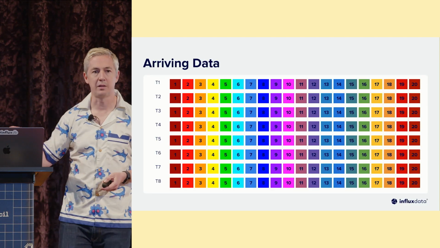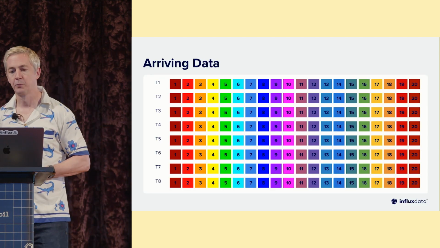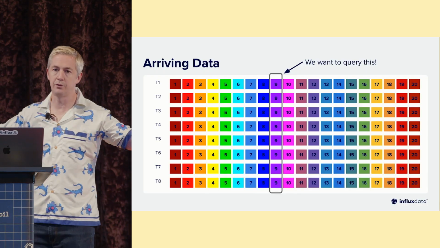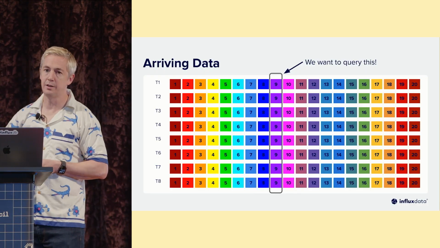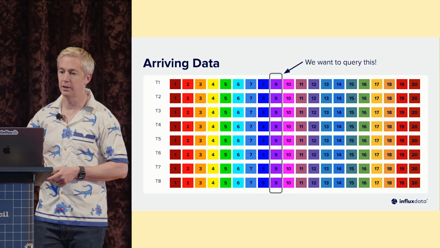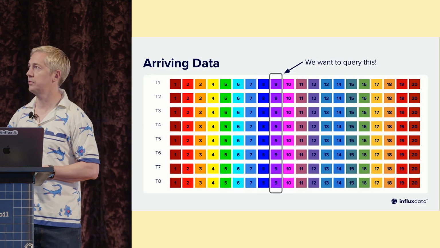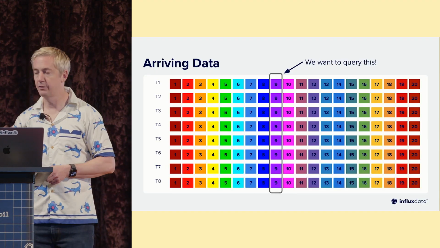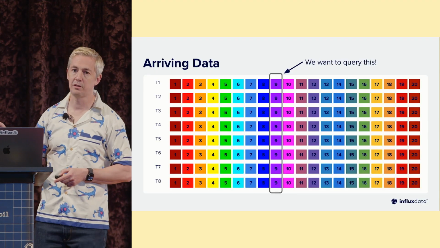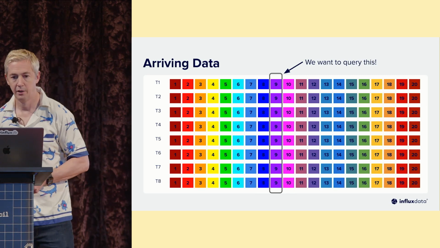But the problem is, every time you want to query this data, you want to query this, right? So data arrives wide and you want to query deep, or data arrives horizontally and you want to query vertically. And having the system manage the lifecycle of the data and the organization of the data on disk to be able to make this fast is the entire problem.